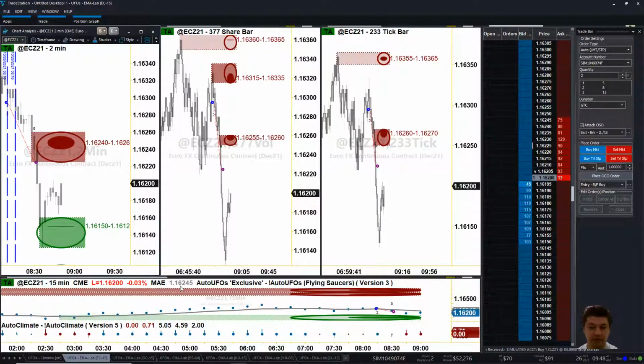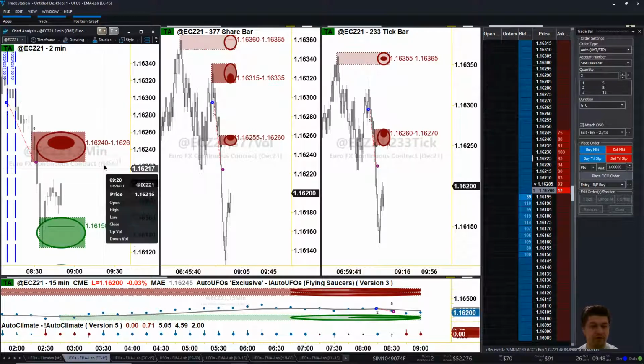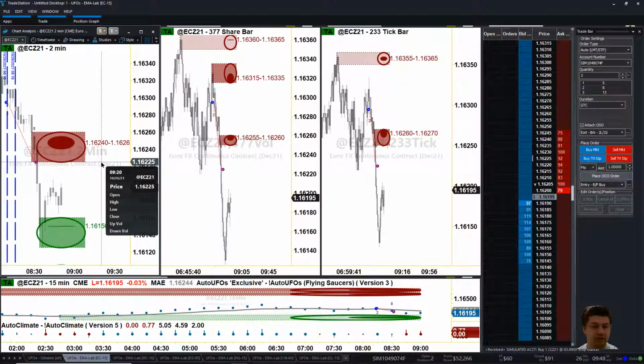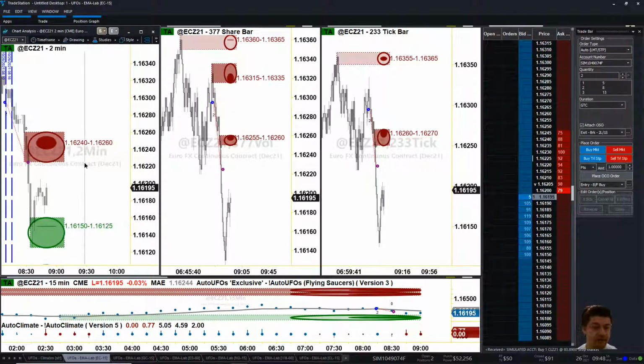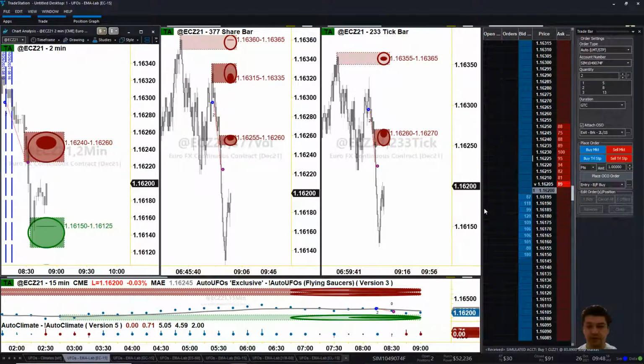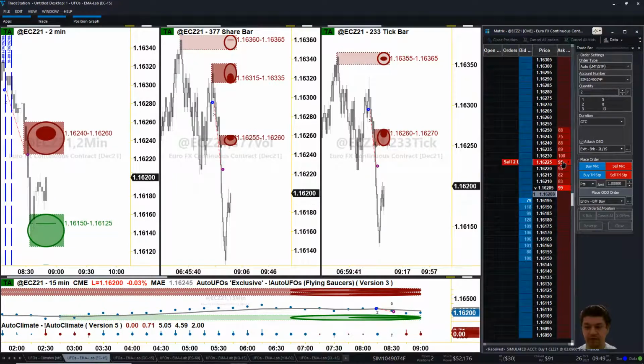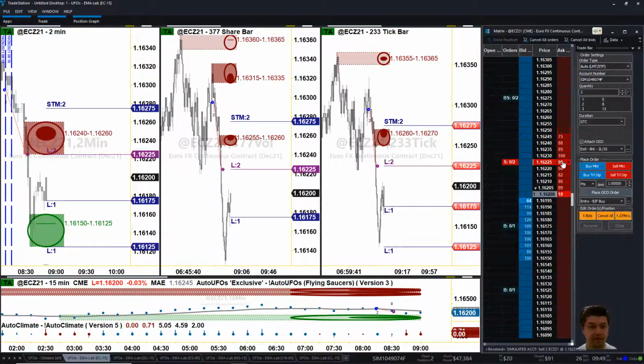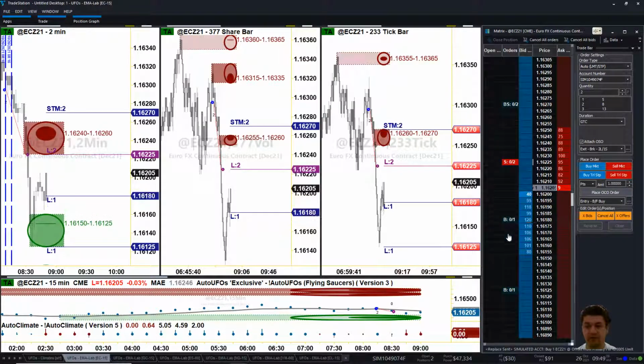Okay, now the euro. 16,245 is within this one. So this trade here, 225, would actually be a valid trade here, 225 to 260. So 225 to 260 right there, and 270 being our take profit.